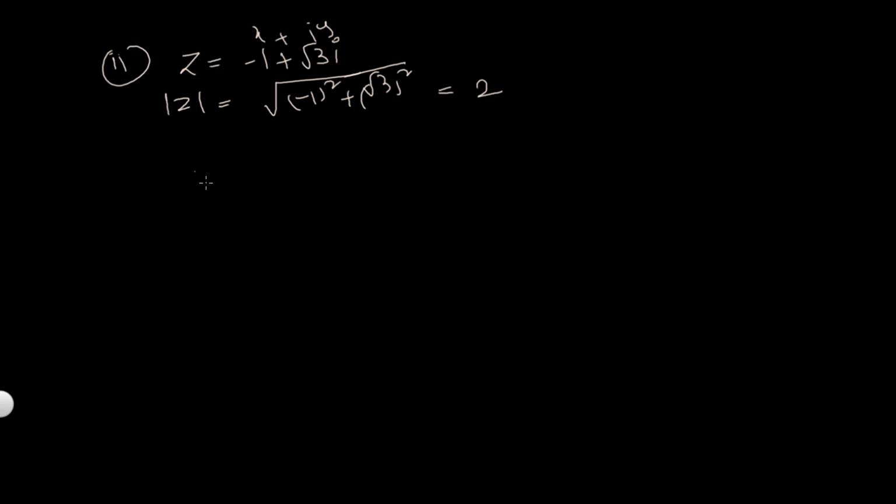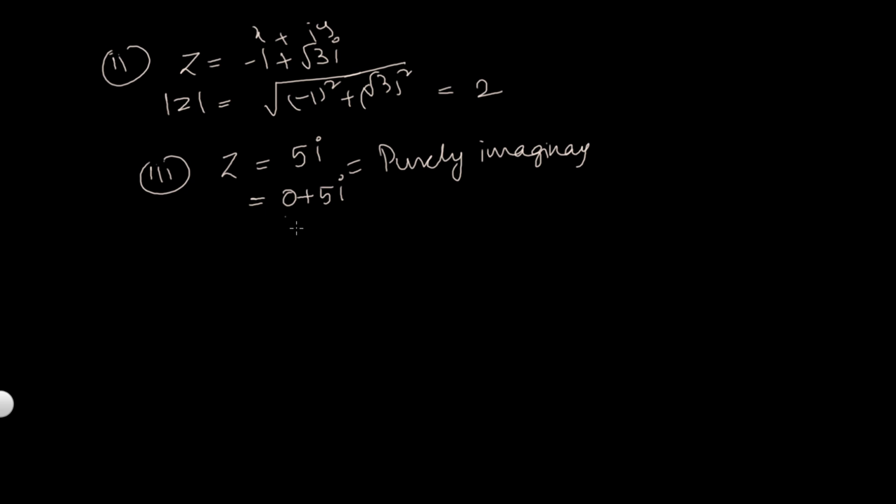Now the third one, a simple one. Suppose z equals 5i. We already explained this: 5i is a purely imaginary number, as we learned in previous classes. Why? Because we can write this number as 0 plus 5i, so the real part is 0. That's why it is called purely imaginary. Now the modulus of z is root over 0 square plus 5 square, which simplifies to 5 units. The modulus of the given complex number is 5 units. Okay, understood all of you.